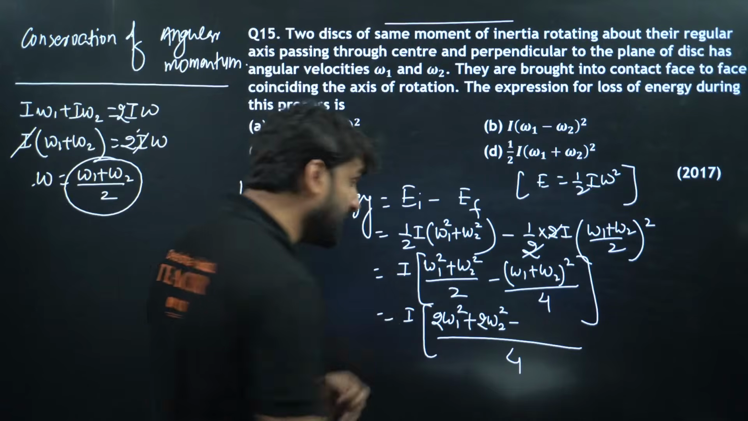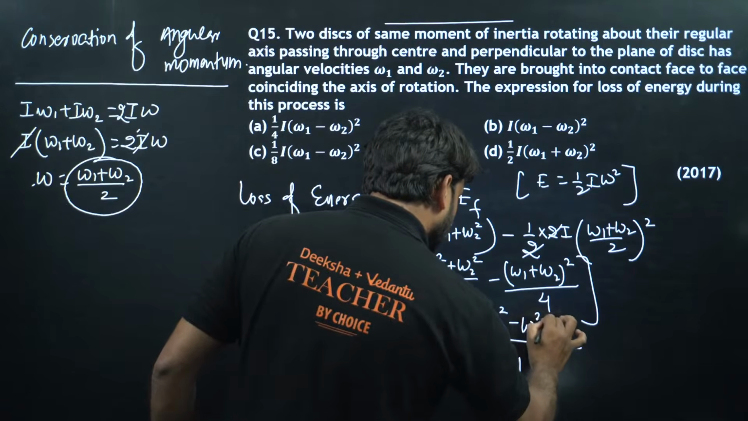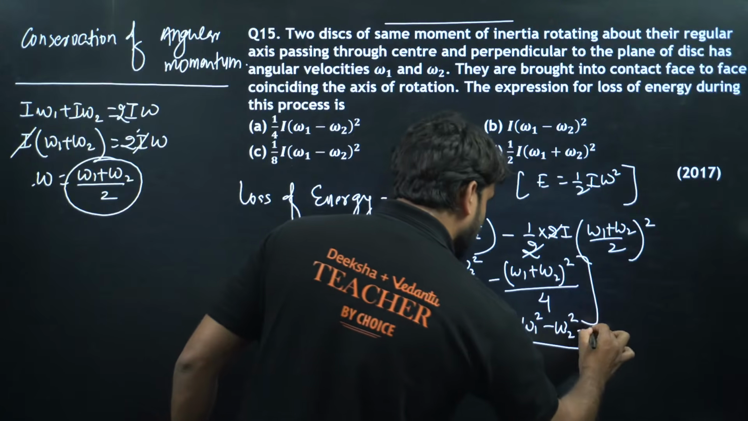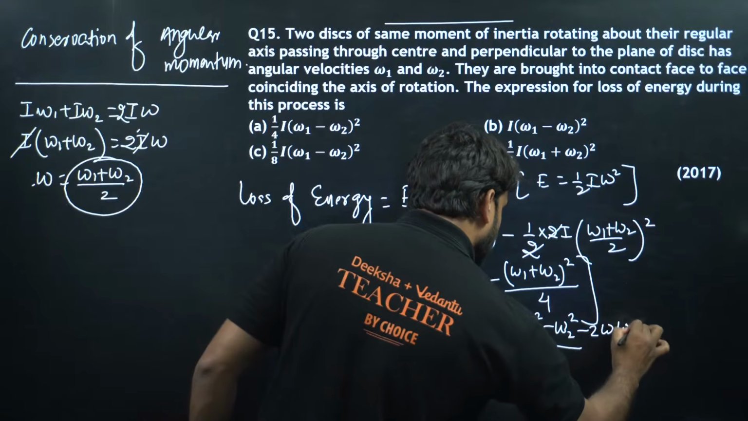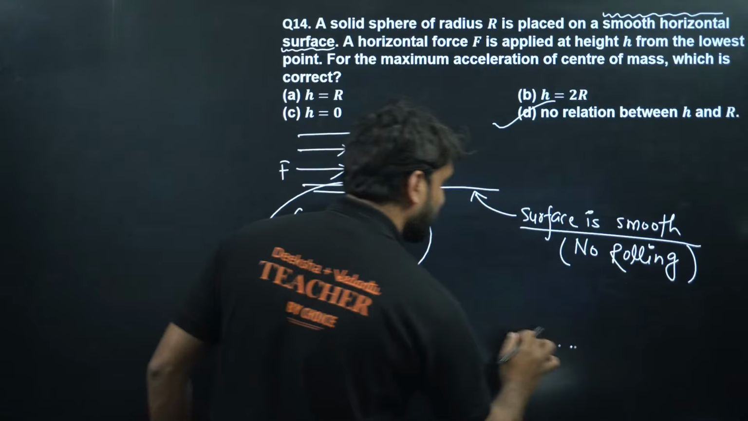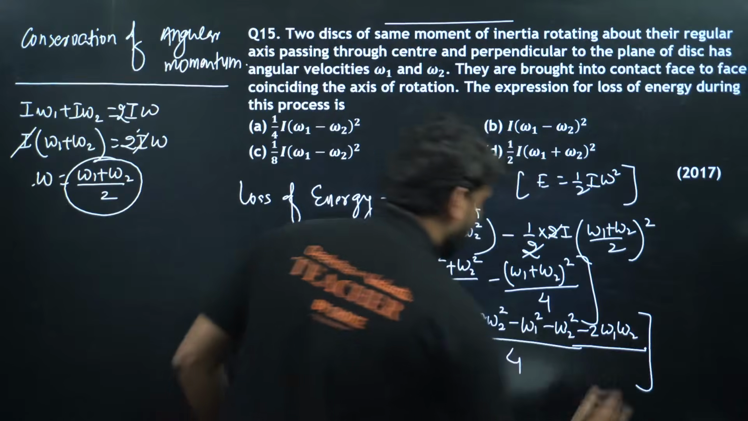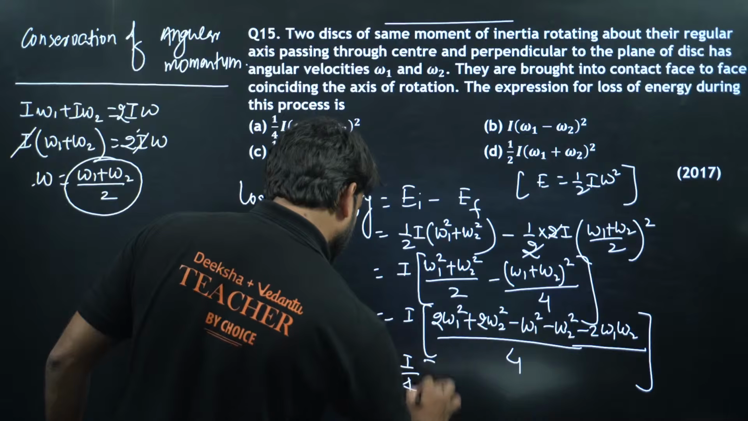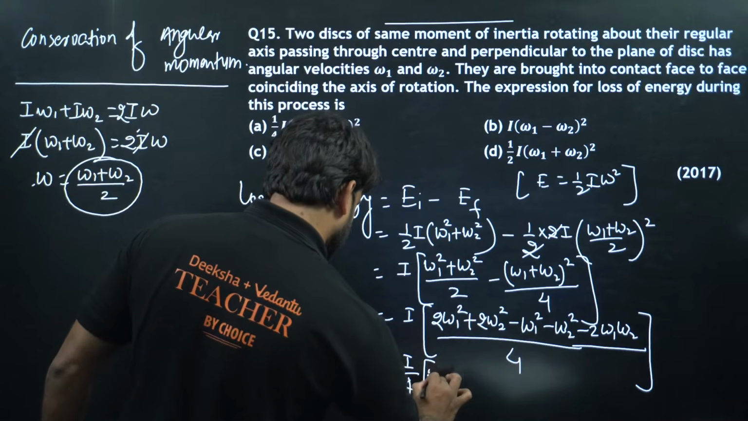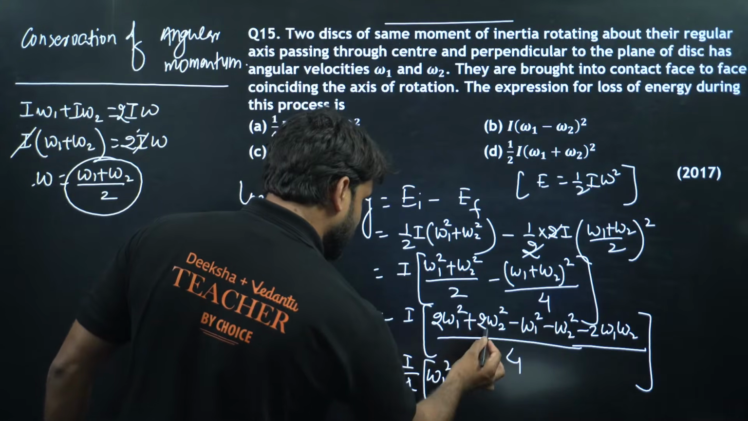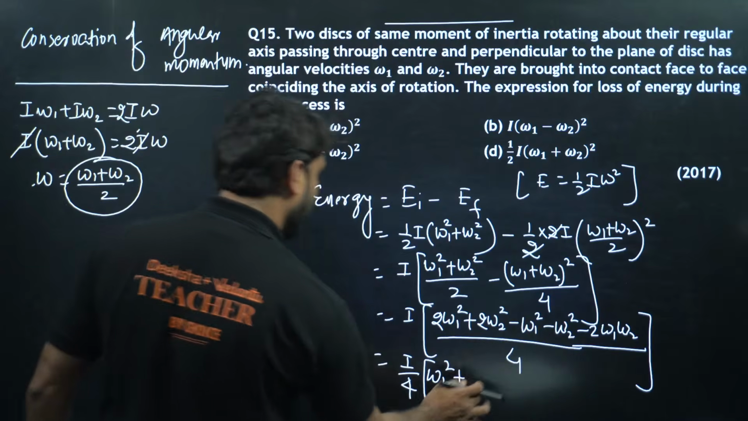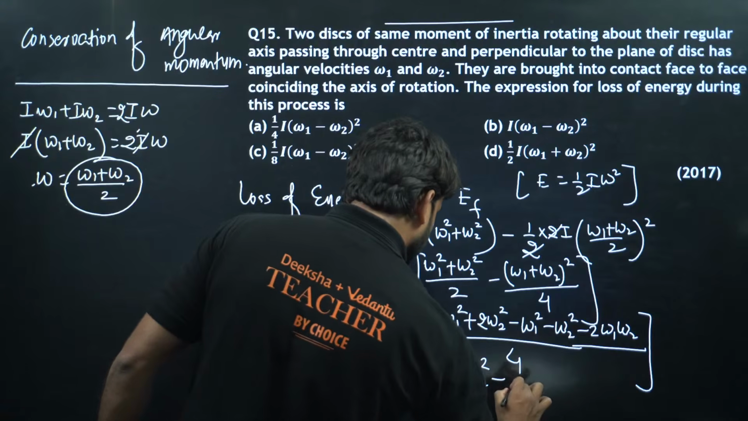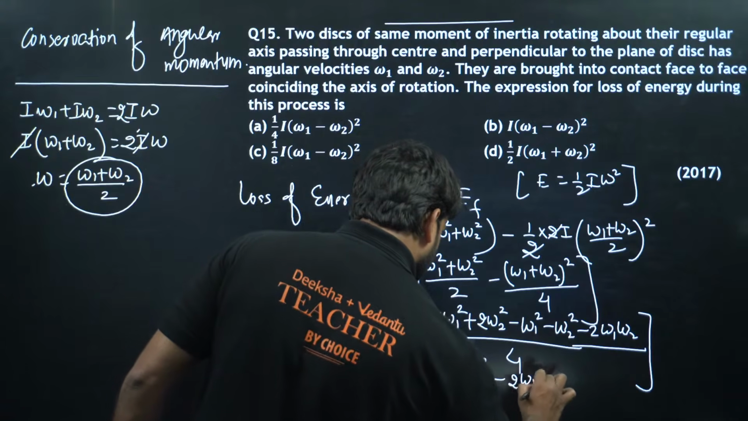Can we open the bracket? A square will go in negative form, B square will go in negative form, plus 2AB will also go in negative, 2 omega 1 omega 2, divided by 4. Now which is cancelling here? Nothing is cancelling, but we can write one thing here. 2 omega 1 square minus omega 1 square will be omega 1 square, plus 2 omega 2 square minus omega 2 square will be plus omega 2 square, and minus 2 omega 1 omega 2.